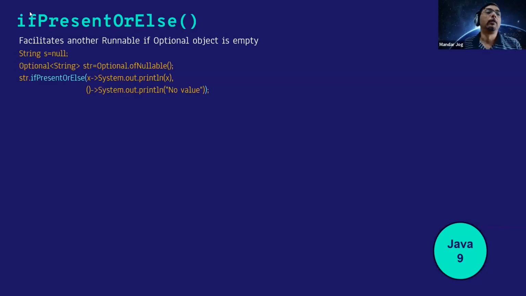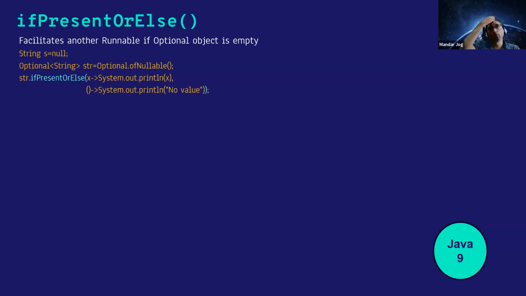So for example, let's say String s is equal to null. So Optional str is equal to Optional.ofNullable. So I'm creating str as a null here using Optional. And I'm going to say str.ifPresentOrElse. That means it takes two arguments. The first argument says that if present, print me this. If not present, print me this. So ifPresentOrElse gives you the facility.